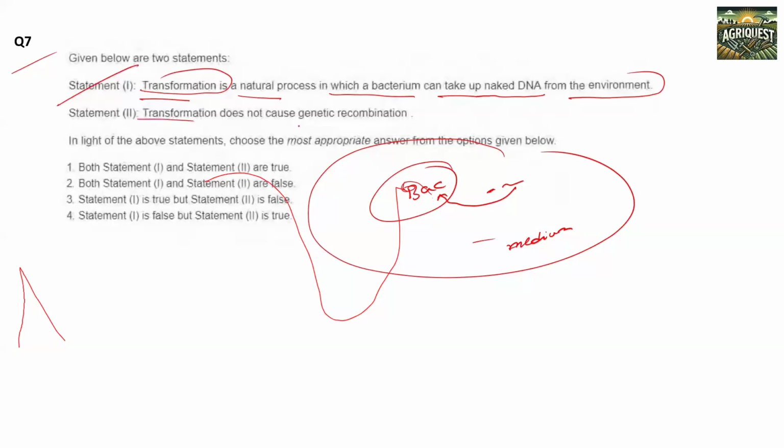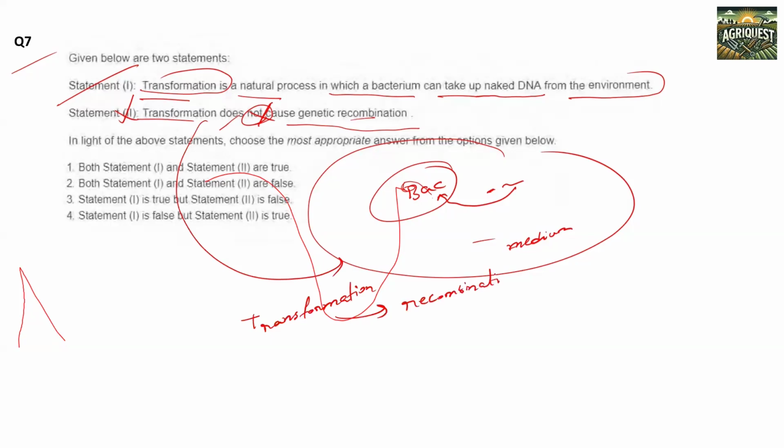Transformation does not cause genetic recombination. It does cause genetic recombination, so that statement is not correct. Transformation of bacteria causes recombination. So the third option is correct. Statement 1 is true. Statement 2 is false.